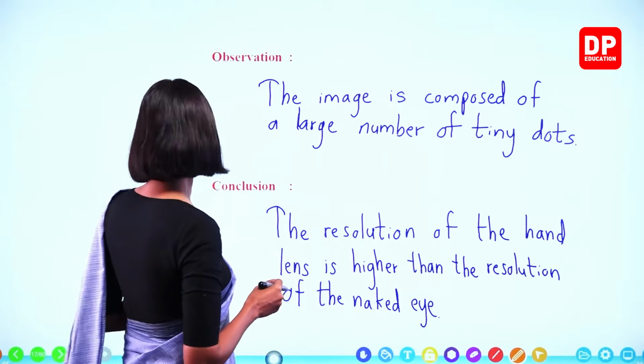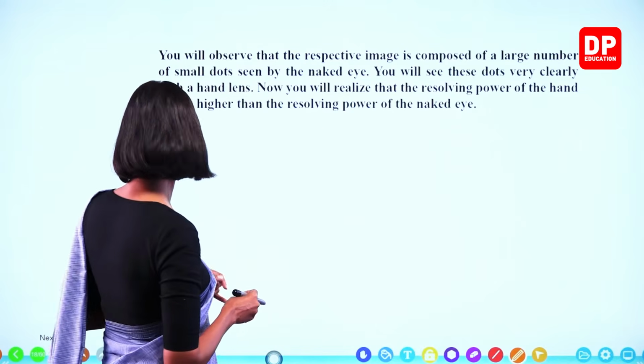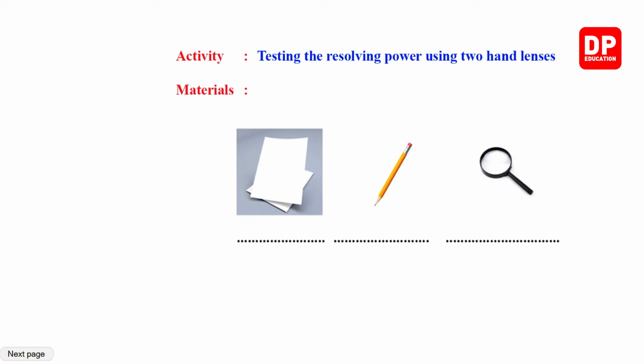Okay? Right. So you will observe that the respective image is composed of a large number of small dots, not seen by the naked eye. You will see these dots very clearly with the hand lens. Now you will realize that the resolving power of the hand lens is higher than the resolving power of the naked eye. Right, children?